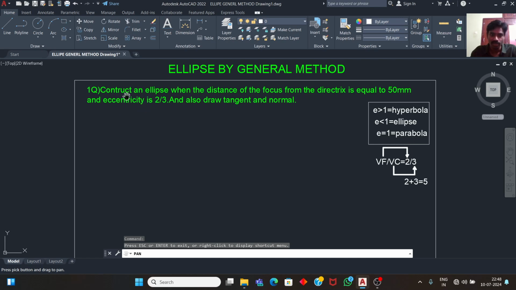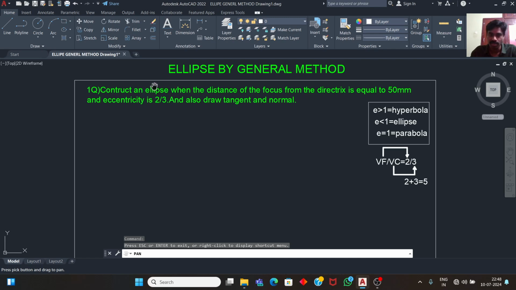In our question, the eccentricity value is 2 by 3. 2 by 3 means the value is 0.66, which is less than 1. The curve should be an ellipse. In our question, they have already mentioned ellipse.